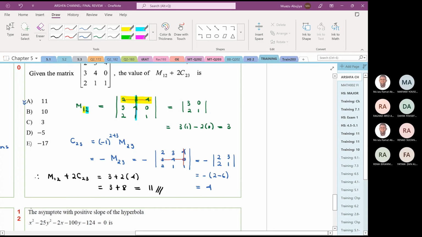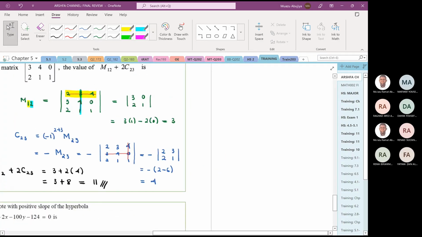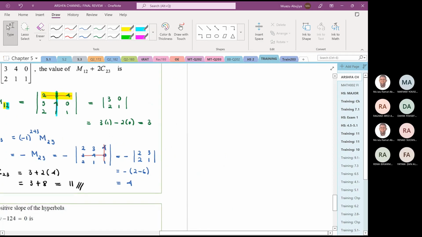So we must not forget, most often, students make confusion between the minor and the cofactor. The minor is just deleting the ith row and jth column directly. You delete the ith row and the jth column directly. If I have a 3 by 3 matrix, for example, A, B, C, D, E, F, G, H, I, now you can delete row number 2, let's say, and column number 3 directly.